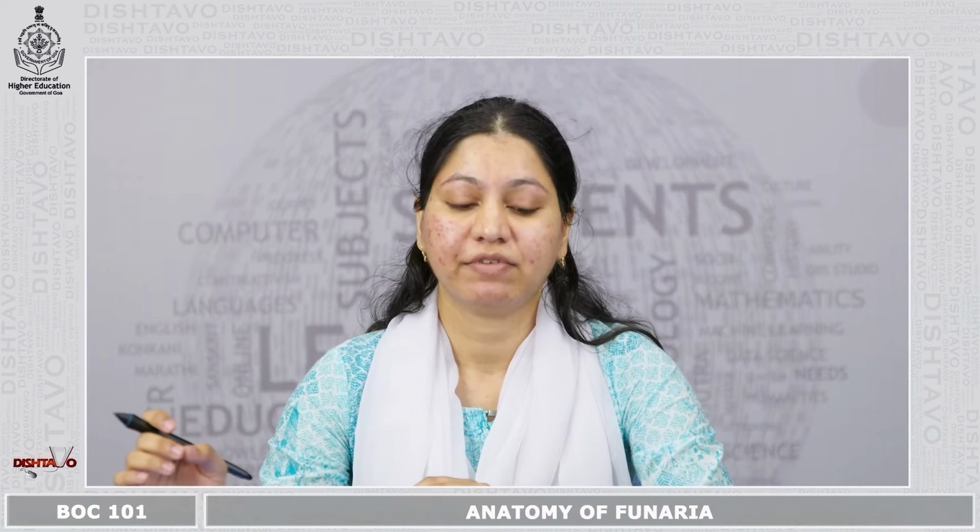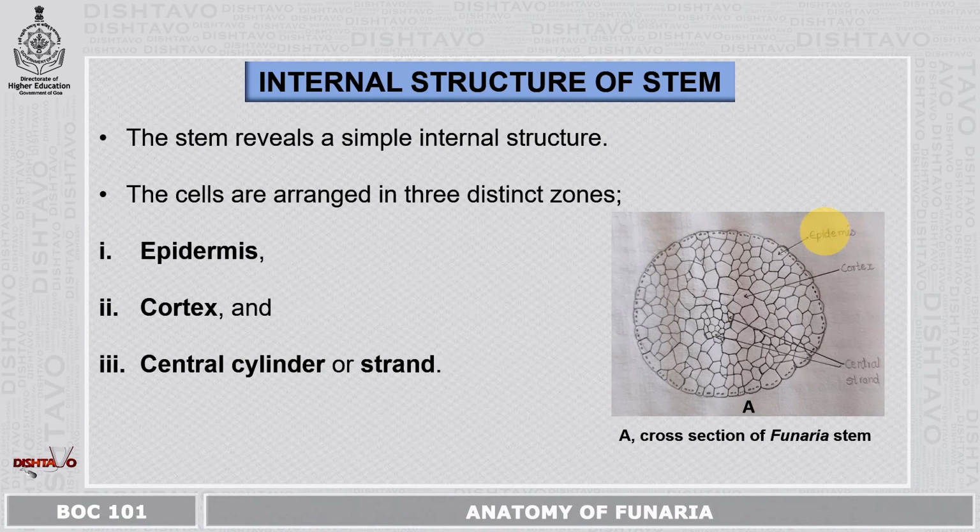The stem reveals a simple internal structure. If you see in the diagram, you can see the cells, they are arranged in three distinct zones. The first zone is the epidermis, followed by the cortex, and at the center we have the central cylinder or the central strand.